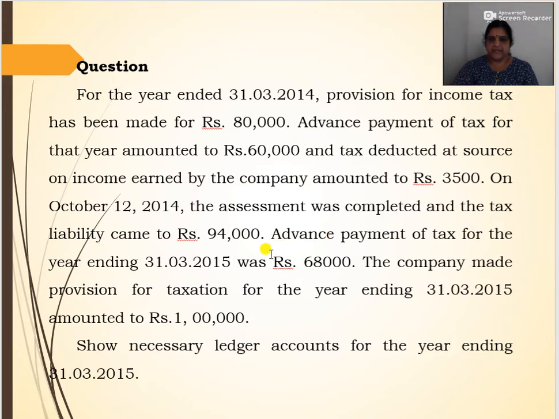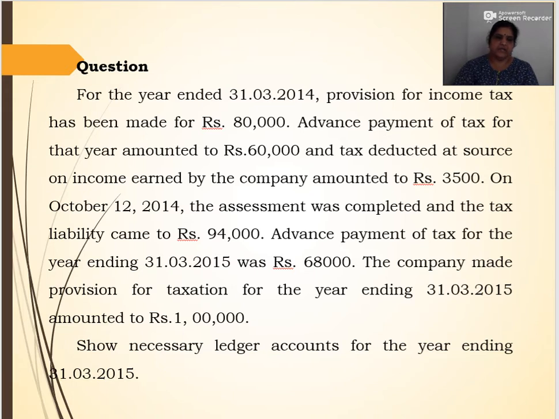Then advance payment of tax for the year ending 31st March 2015, that is, this year's advance payment of tax. That is relating to the next year. Okay, so advance payment of tax for the current year, it actually relates to next year. So this year's advance payment of tax is rupees 68,000. Now the company made provision for taxation for the year. So current year's provision for taxation is rupees 1 lakh. Now you have to prepare necessary ledger accounts for the year ending 31st March 2015.